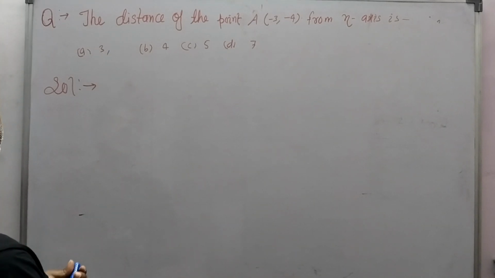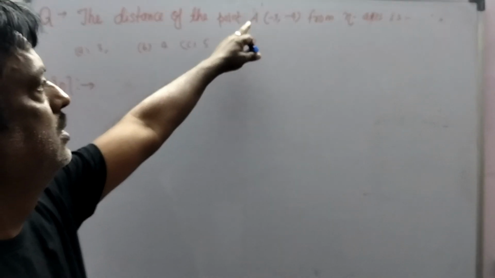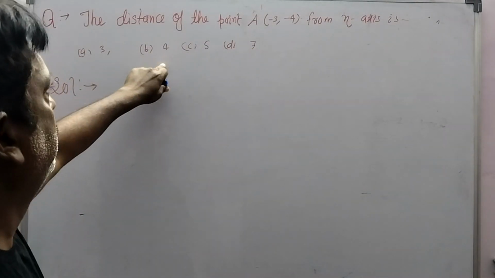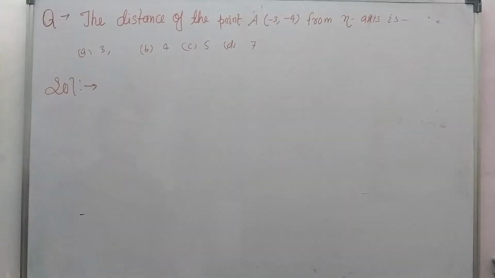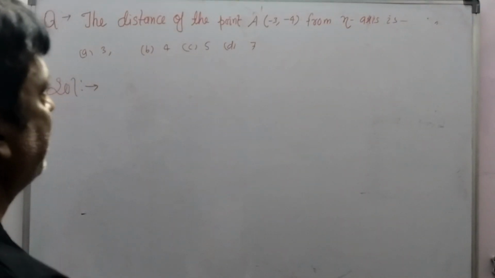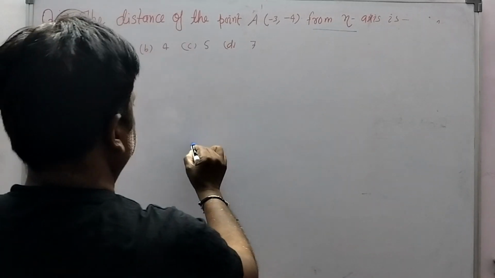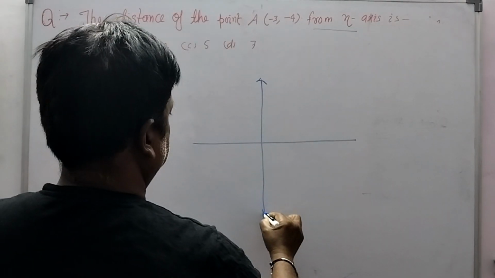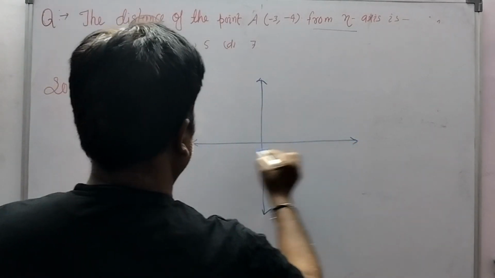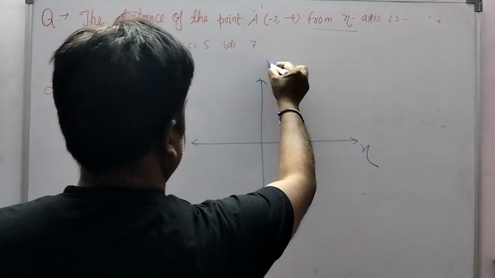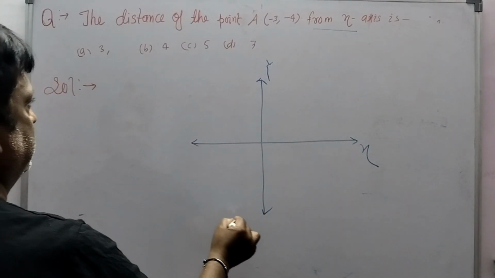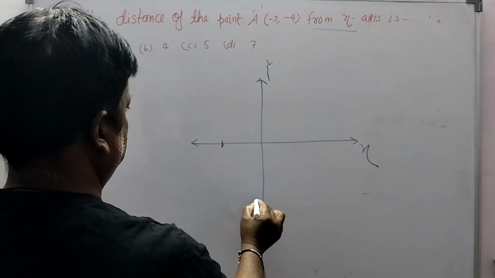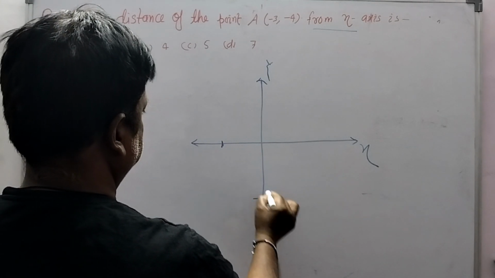Next question, find the distance of the point A with coordinates (-3, -4) from the x-axis: 3 units, 4 units, 5 units, 7 units. So how can we find point A's distance from the x-axis? Let us draw to understand better. This is the x-axis, this is the y-axis. Suppose here -3, and here -4.